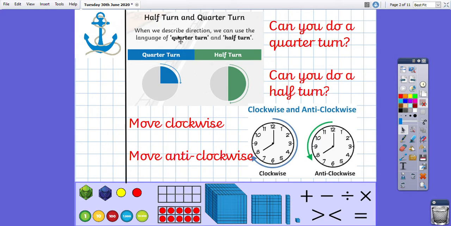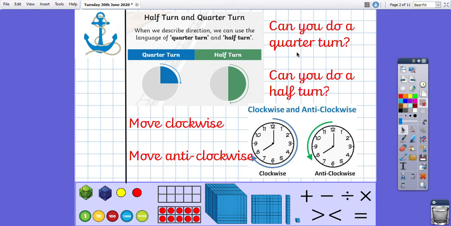So when we describe direction, we use quarter turn and half turn. So a quarter turn is this. If I was stood in the middle facing this way, if I did a quarter turn, I would now be facing this way. And the same again, if I was stood here facing up, I would do a half turn and I would then be facing down here.